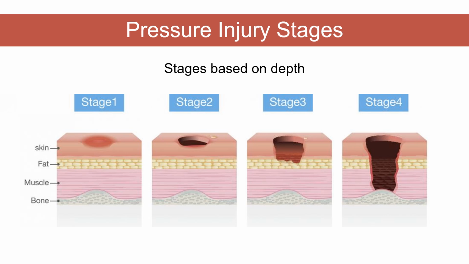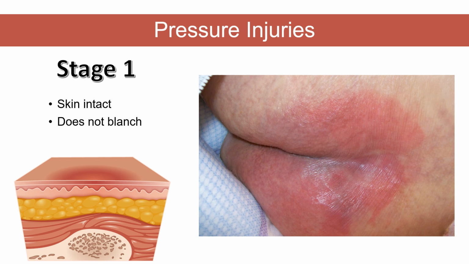Now we're going into the pressure injury stages, and the stages are based on depth. This is stage 1. Skin is still intact, but it does not blanch. On normal healthy skin, if you press down with your finger, it should turn white, and when you release your finger, it fills up with color again. But when you do that to a stage 1, it does not blanch. It doesn't turn white, it stays red. Physiologically, that means there is lack of blood flow, lack of circulation.